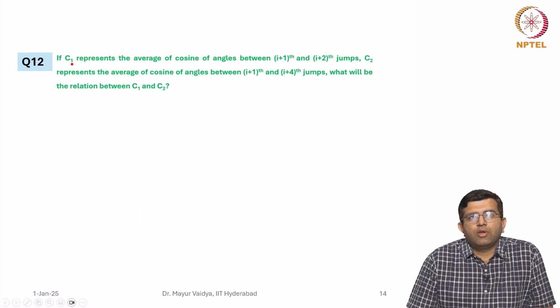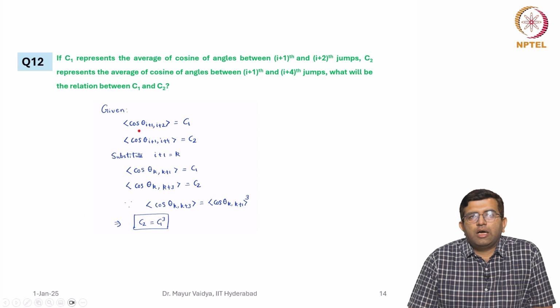Question number 12. If C1 represents the average of cosine of angles between i plus 1th and i plus 2 jumps, C2 represents the average of cosines of angle between i plus 1th and i plus 4th jumps, what will be the relation between C1 and C2?